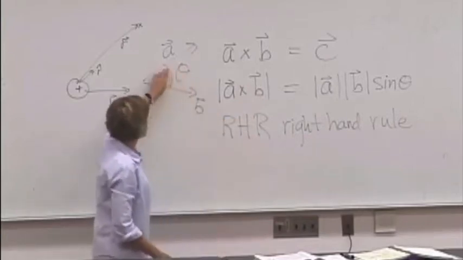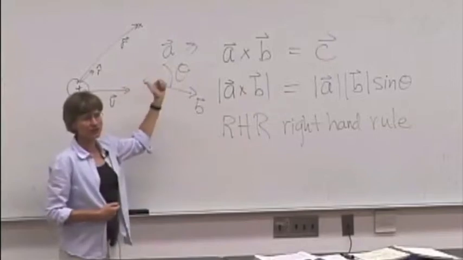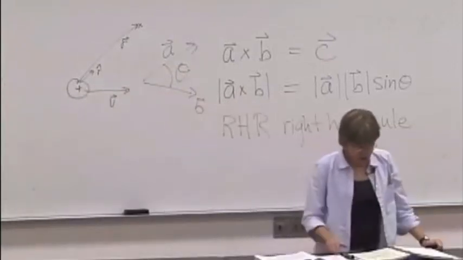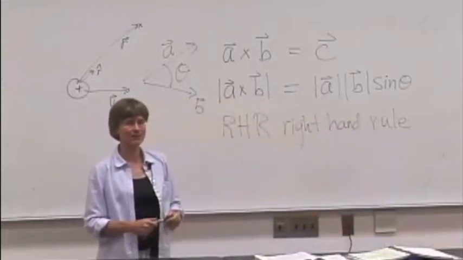The angle between them is always smaller than 180 degrees. You always go the short way. Okay, so that's the right-hand rule, and you have to be able to do it that way.